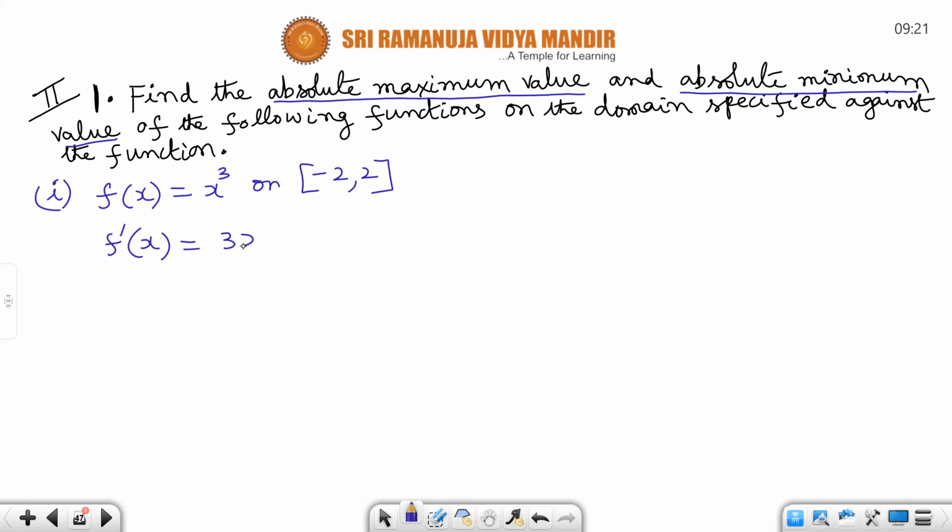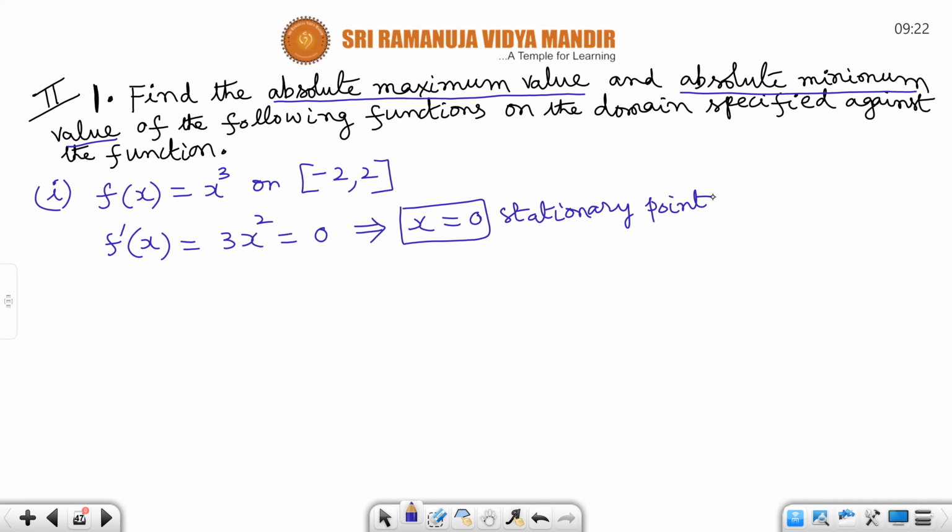3x square. To find the local maximum, local minimum, we have to equate f dash x to 0. What is the value of x now? 0. So x equal to 0 is a stationary point. There, the local maximum or local minimum may be there, or neither of them may be there.